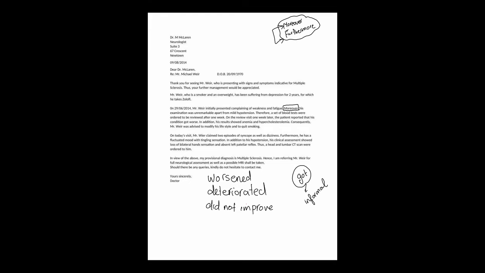In addition, his results showed anemia and hypercholesterolemia. Okay. Consequently, Mr. Weir was advised to modify his lifestyle and to quit smoking. Okay, very good. On today's visit, Mr. Weir was advised to modify his lifestyle. Sorry, and as for on today's visit, Mr. Weir claimed two episodes of syncope.